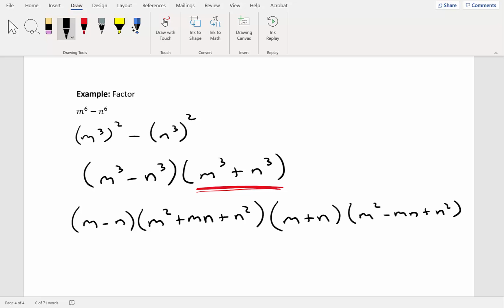So just to recap, whenever you have the option, or whenever you are able to rewrite that binomial as a difference of two squares or a difference of two cubes, always choose difference of two squares. And the reason for that is it will make your life a lot easier to factor out what's left over.